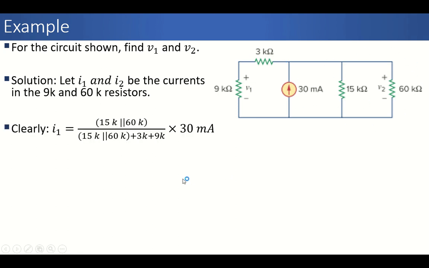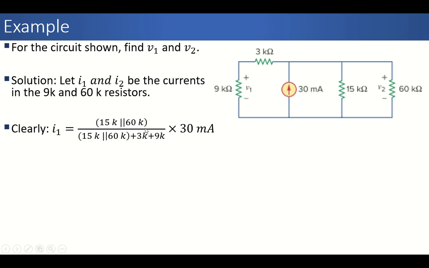So we can see that this 30 milliampere is divided between the 3K and the parallel combination of these two resistances. Clearly I1, the current in here, will be equal to the parallel combination of these two resistances divided by the total sum of all the resistances, multiplied by the total current of 30 milliampere. So the equivalent will be 15K in parallel with 60K, divided by 15K in parallel with 60K plus 3K and plus 9K, multiplied by 30 milliampere.